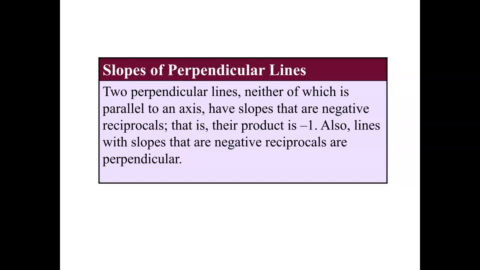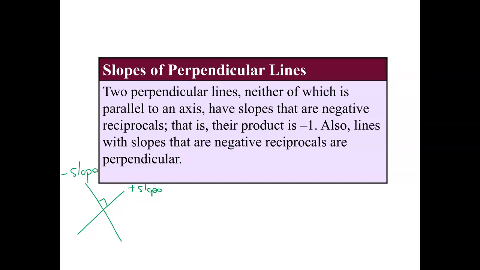Perpendicular lines. What do we know about perpendicular lines? They make a 90-degree angle when they intersect. And the thing about forming that 90-degree angle during intersection is a couple things. One, they have to have opposite slopes. One has to be positive, one has to be negative. It's the only way you're going to get that 90-degree angle. So one will have a positive slope, and the other will have a negative slope.